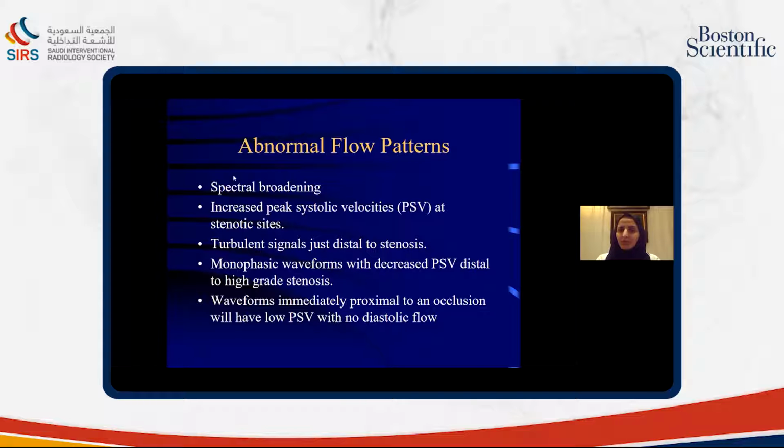Abnormal waveform, when we have spectral broadening and increased peak systolic velocity at the stenotic area, turbulence signals just distal to stenotic, monophasic waveform with decreased peak systolic distal to high grade stenosis. Waveforms immediately proximal to occlusion will have low peak systolic with no diastolic flow.